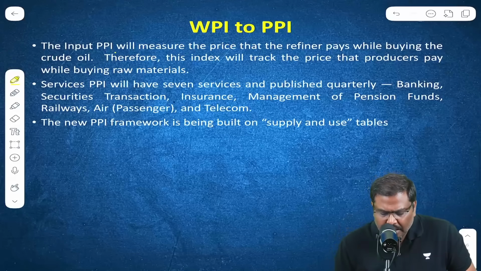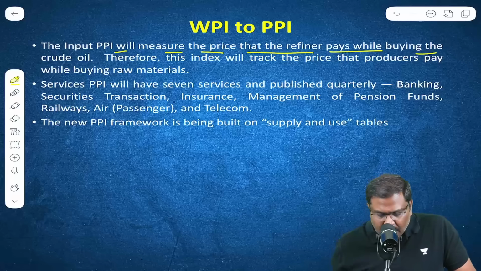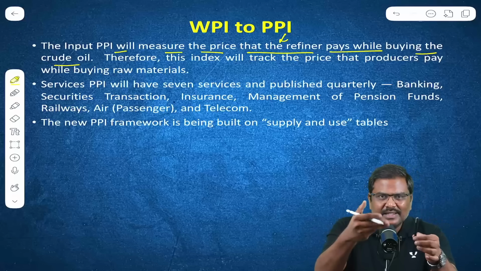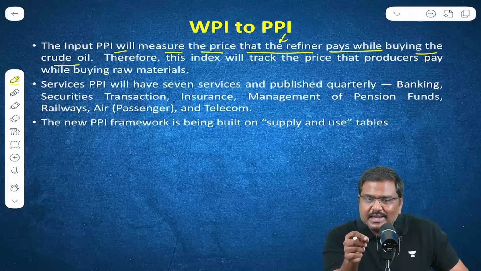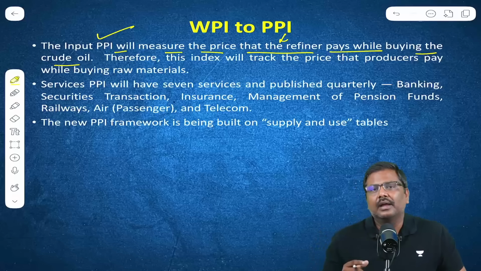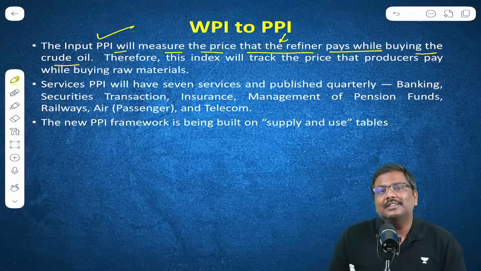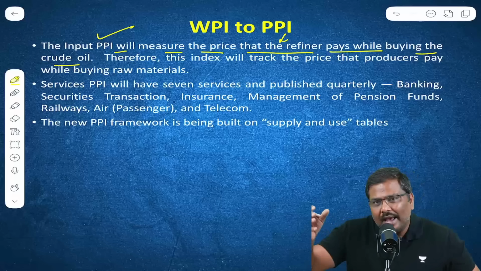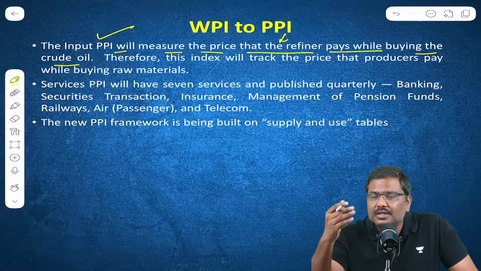What about Input PPI? The Input PPI will simply measure the price that the refiner or the producer will pay while buying a particular product. Let me take the same example of a pen. In order to manufacture this pen, I will purchase certain inputs. So what is the price that I pay on the inputs? That will be considered in the calculation of the Input PPI. And mind you, the price that I pay when I purchase the inputs will include taxes, other things, margins, etc. So while calculating Input PPI, all of these are considered. While calculating the Output PPI, all of these, that is the net taxes, trade margins, transportation, etc., will be excluded.